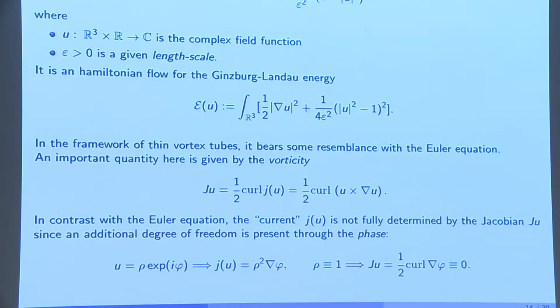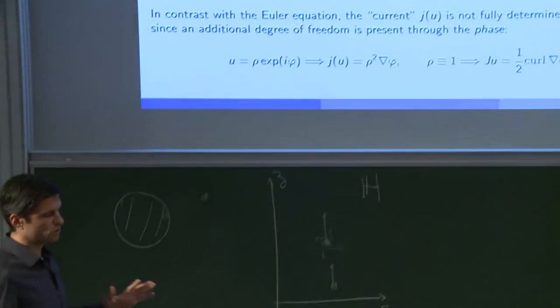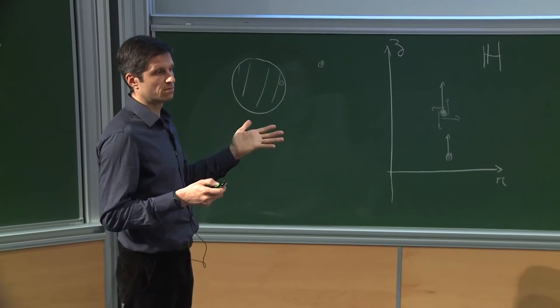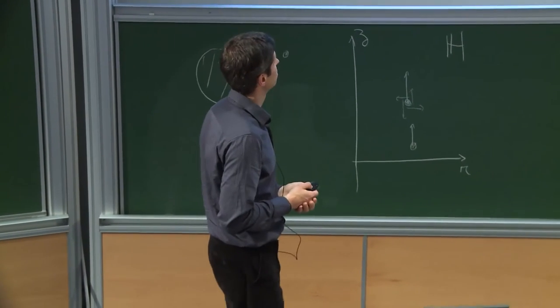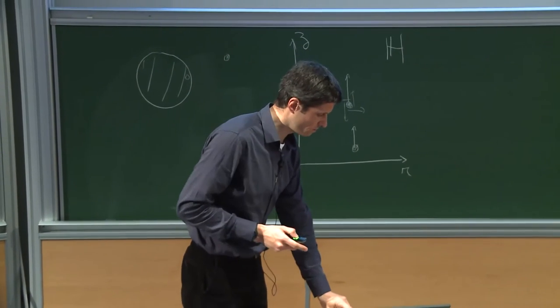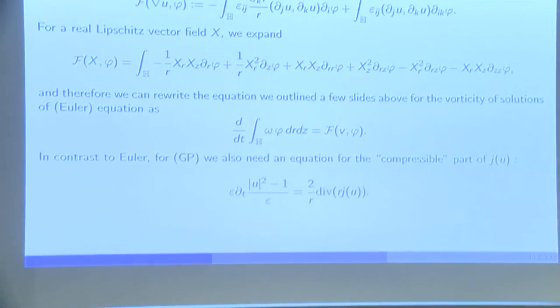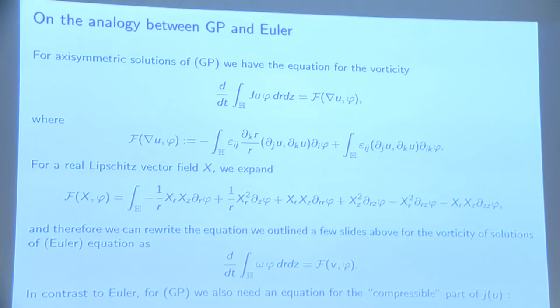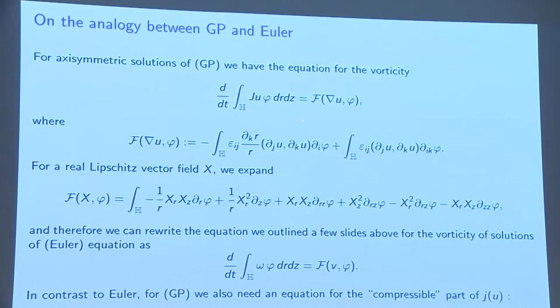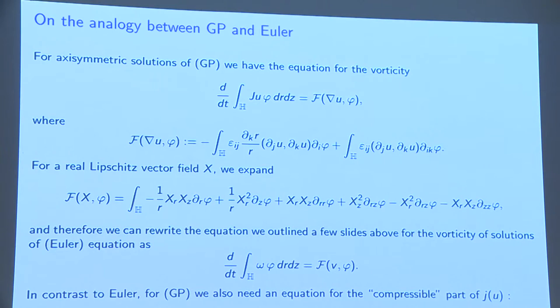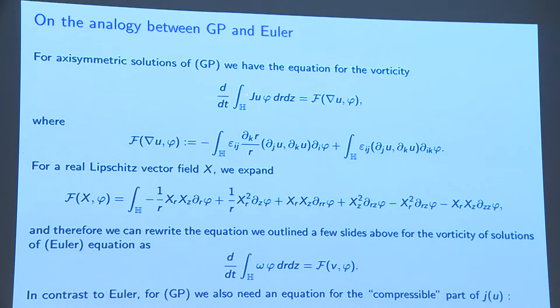You can think of it also, I will mention that later, on the fact that somehow Gross-Pitaevskii has a compressible component, whereas Euler was incompressible. And this is something I mentioned that. So I have written here a weak identity for the evolution of the Jacobian J of U when U is an axisymmetric solution of the Gross-Pitaevskii equation. This is the equation where this is the capital F.